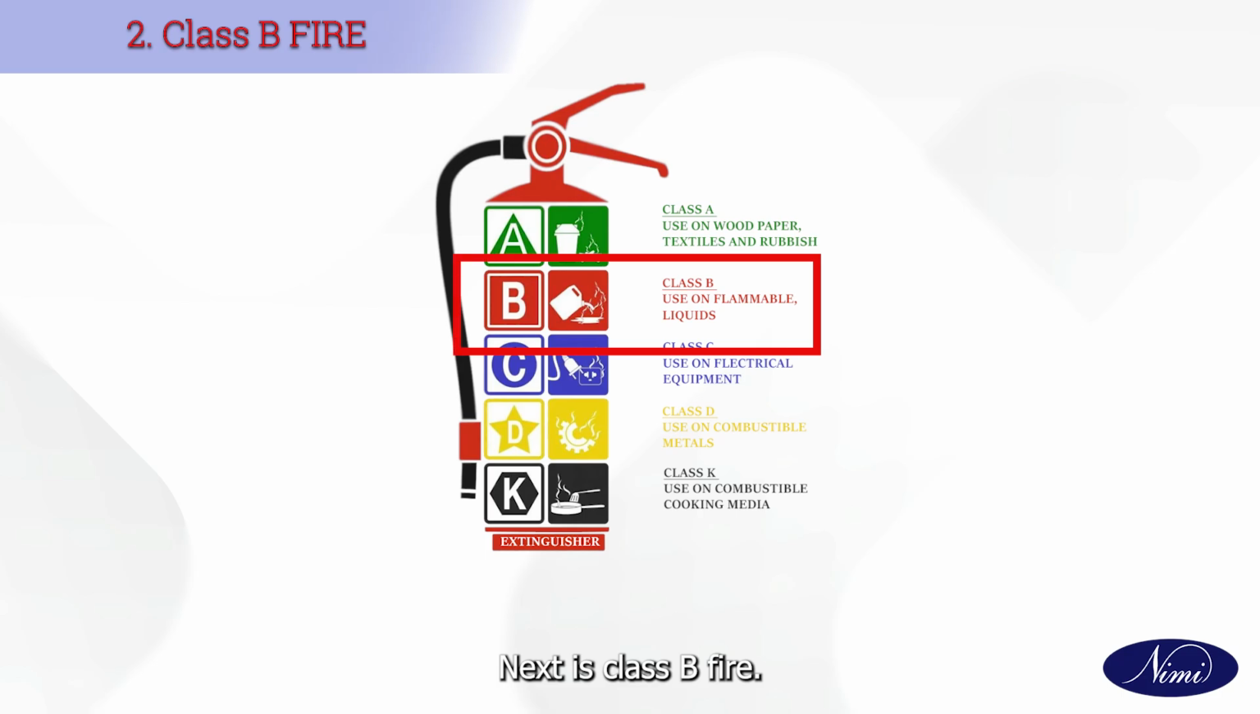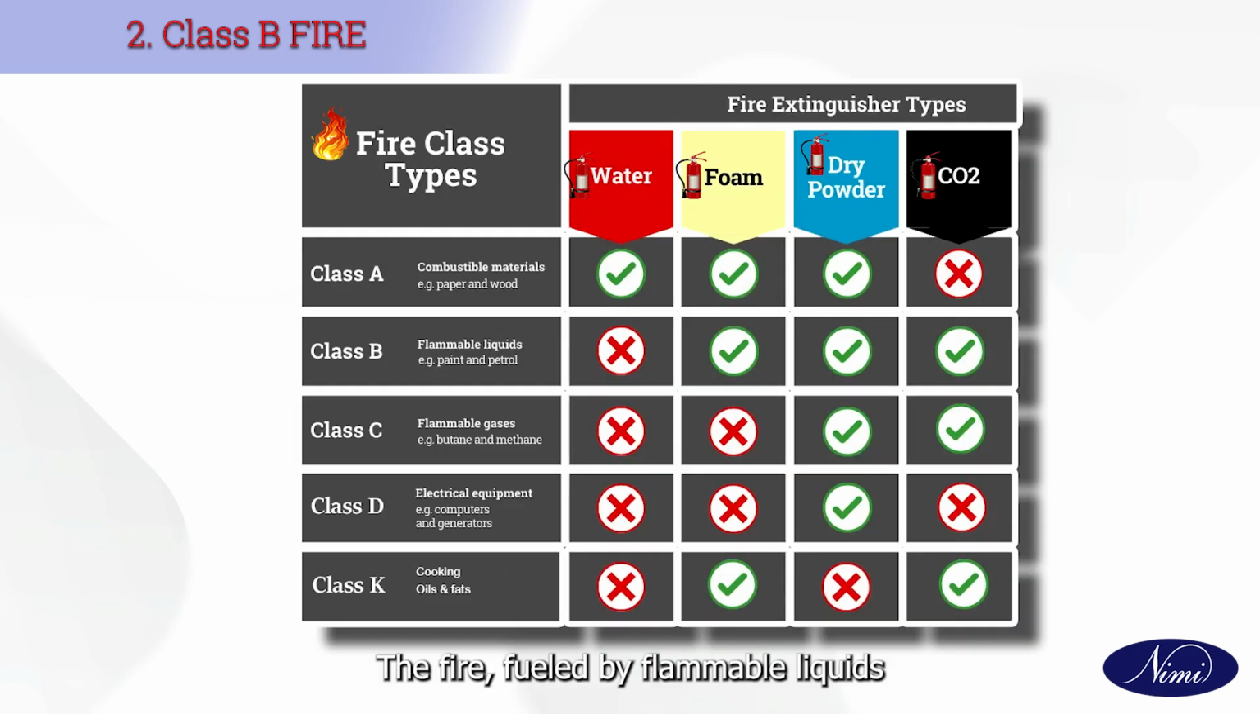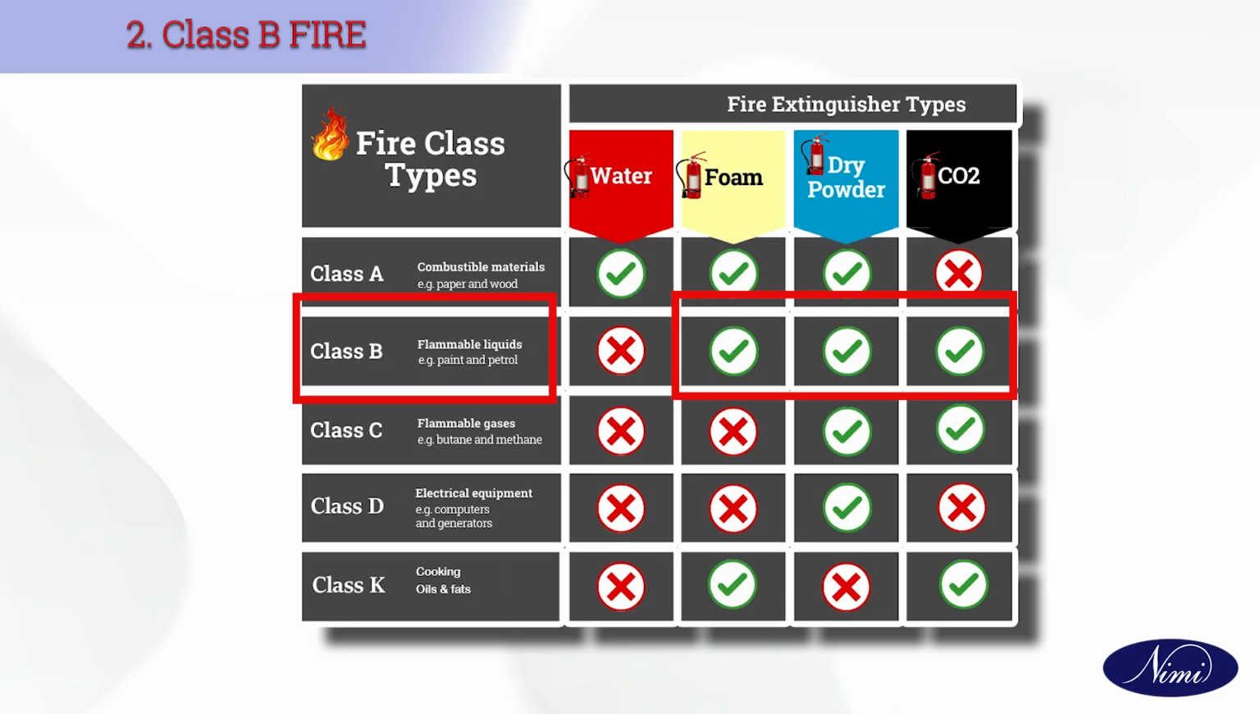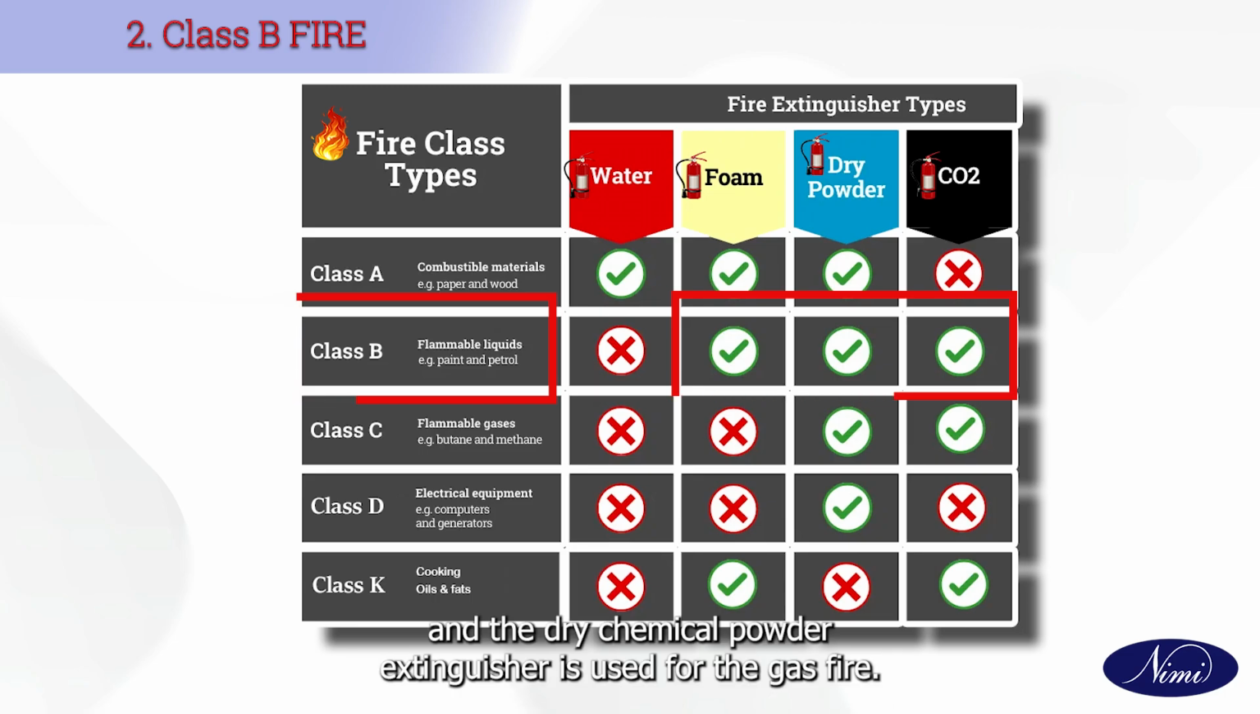Next is class B fire. The fire fueled by flammable liquids and gases like gas, petrol, diesel, etc. are called class B fire. Foam, CO2 and dry chemical powder extinguishers are used for the liquid fire and the dry chemical powder extinguisher is used for the gas fire.